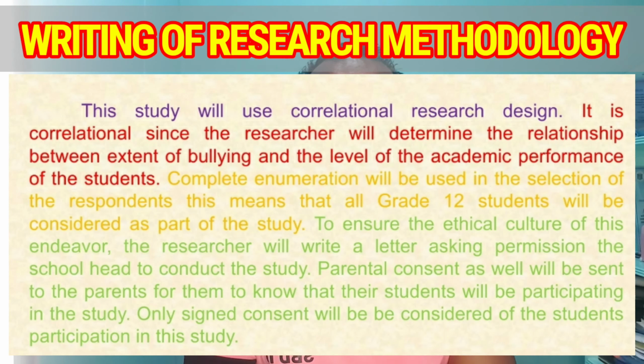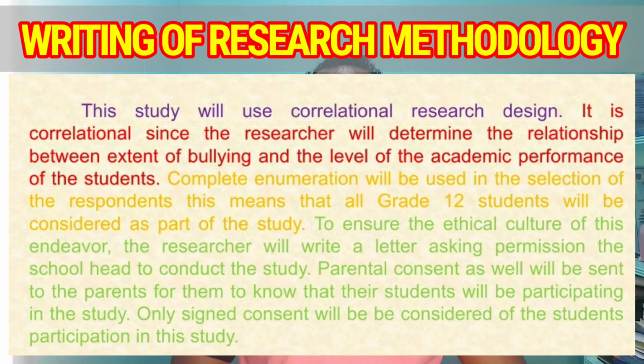Next is on sampling. Complete enumeration will be used in the selection of the respondents. This means that all grade 12 students will be considered as part of the study. After mentioning the sampling, you also have to justify why you are using the sampling. There are lots of sampling, actually two types: the probability and non-probability sampling. So you have to mention what sampling you are using and the justification of using it.